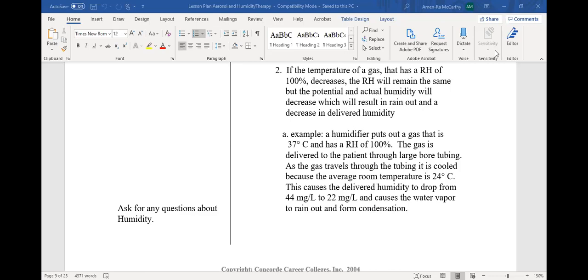What's that? The bag. Thank you. The bag. That's the drain bag because it's picking up what? Good, Judah. It's picking up the water that has rained out. So the aerosol stays floated, but as it gets colder, they turn into water droplets. So that's why we have a bag there.